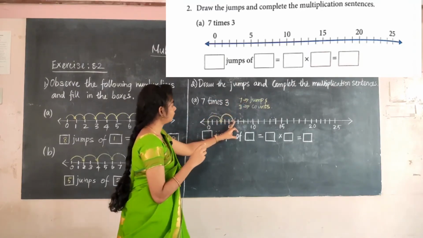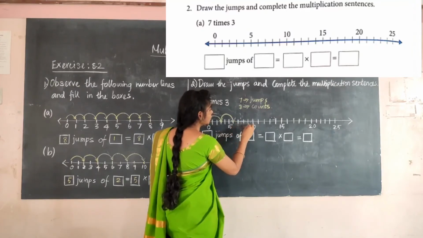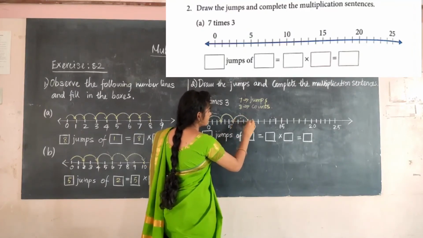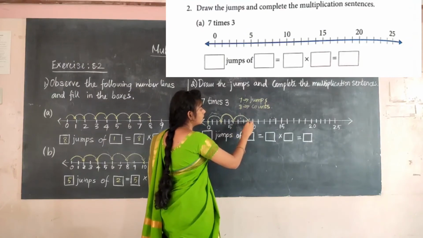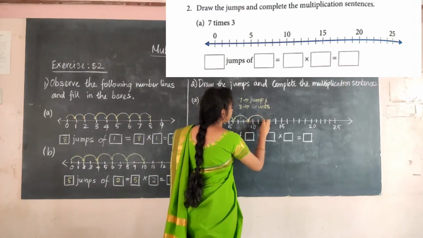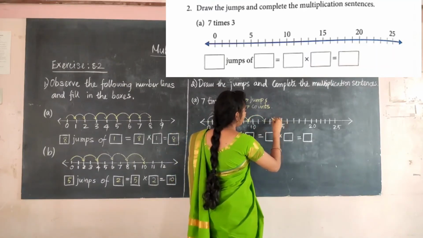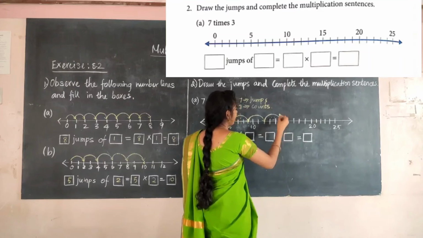So after the second jump, for the third jump we count again 1, 2, 3. So here it is. This is the third jump. Then next again 1, 2, 3. The next jump is here. Again we have to count 3. 1, 2, 3. To 15 we have come.